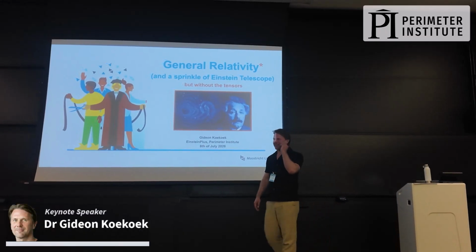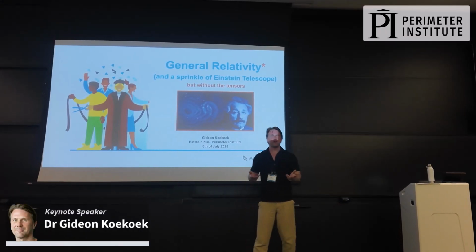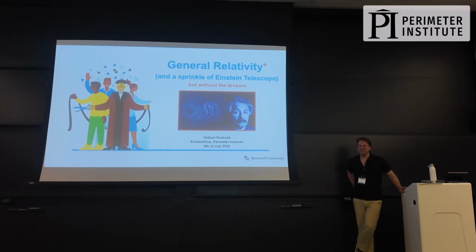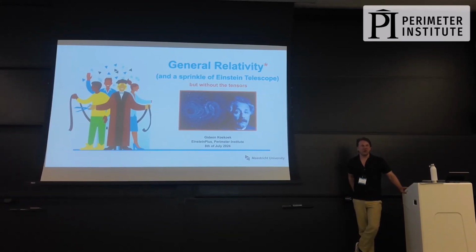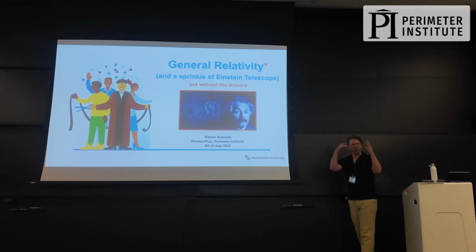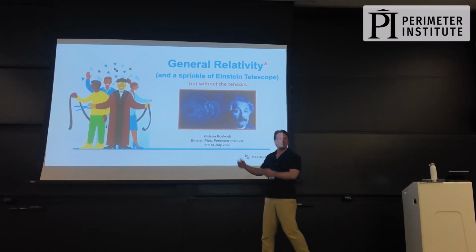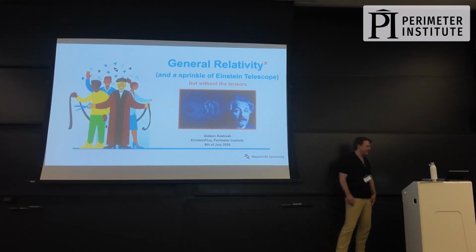Dr Gideon Koekoek is a Dutch theoretical physicist and an associate professor at Maastricht University, specializing in general relativity and gravitational waves. A key contributor to the LIGO-Virgo-Kagra collaboration and the Einstein Telescope project, he is also a prominent science communicator dedicated to physics education and public outreach.